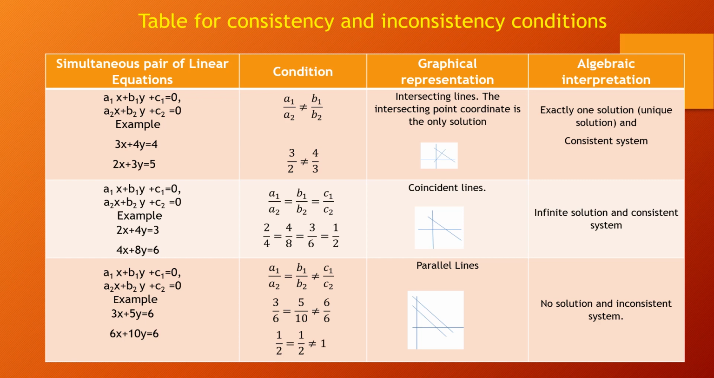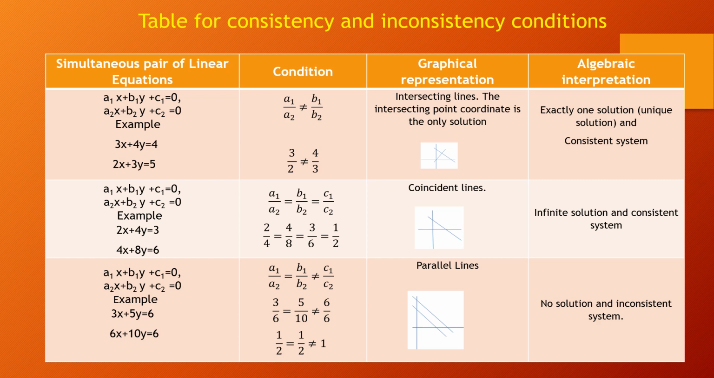Now condition number 3: when a1/a2 = b1/b2, but both are not equal to c1/c2. When this condition exists, the given pair of equations has parallel lines, and in that case the solution doesn't exist, meaning no solution, and the system is inconsistent. For example, 3x + 5y = 6 and 6x + 10y = 6.